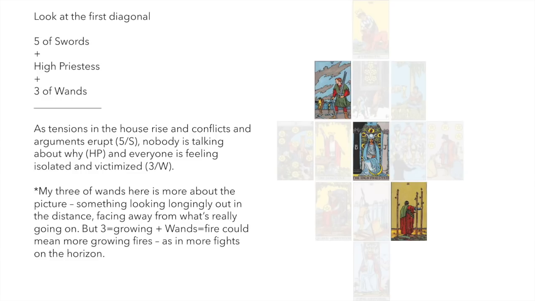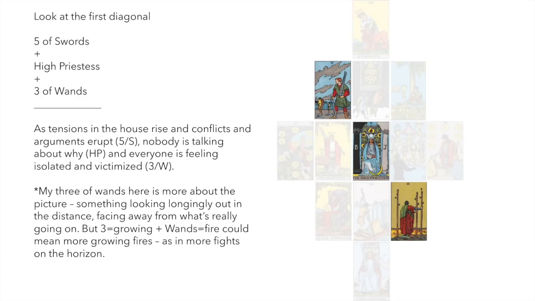So it gave me a sense of this family as each of them feeling like the individual victim in this unpleasantness. But I did note here that if you look at the numerology, the 3 as growth and 5 as fire could mean that these fights are begetting more fights. Each argument lays the groundwork for more arguments because there's growing fires, you know what I mean? Each fight yields more ammunition for the next one.